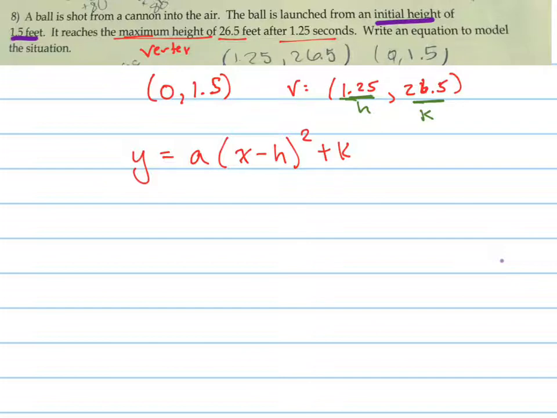So your equation, again, would be y equals a, we don't know what a is yet, times x minus your h, which is 1.25, squared, plus the k, which is 26.5. Okay? And now we have to find out what a is.